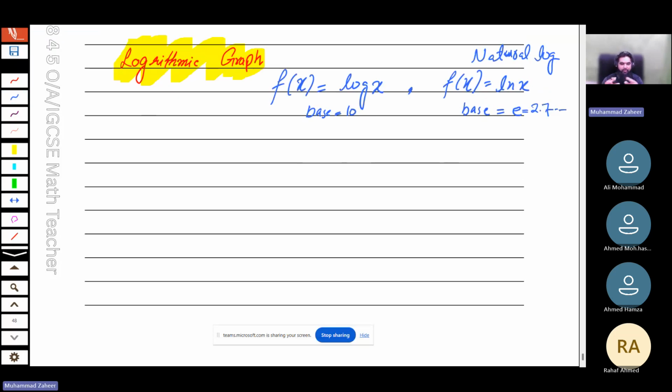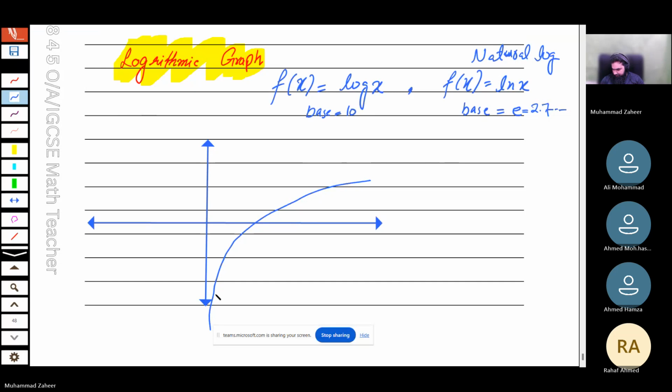Now, we are talking about the graph of this function. The graph of this function is going to look like this. Just from here, it starts from 1, and it is going to get closer to the y-axis, like this. It starts from positive 1.